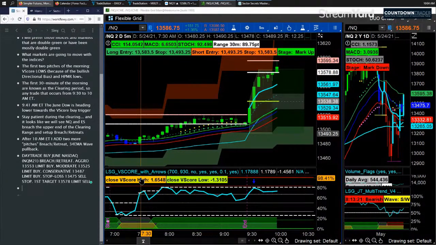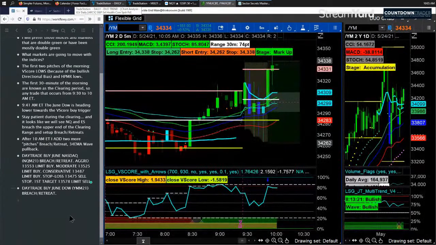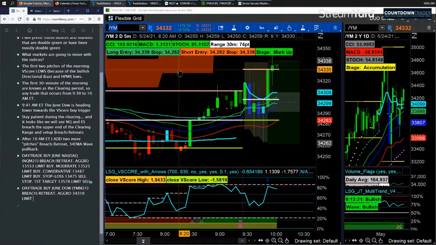And if the NAS starts pulling back, well, then so too will the S&P. And if the Dow starts pulling back, so too will the S&P. So the S&P is going to be influenced by both the NASDAQ and the Dow. So what I'm going to do is I'm just going to go focus on that June Dow for a breach retreat. We've taken out the high of the clearing range, and now we're starting to pull back. I like that breach retreat. So let me show you what it looked like on the Dow. We did pull back some on the Dow, but not enough for me to really love the entry, because I want to be somewhere closer to 34,310 on either my DIA calls, my micro YM, or my mini, which is typically what I'm going to focus on, the mini.